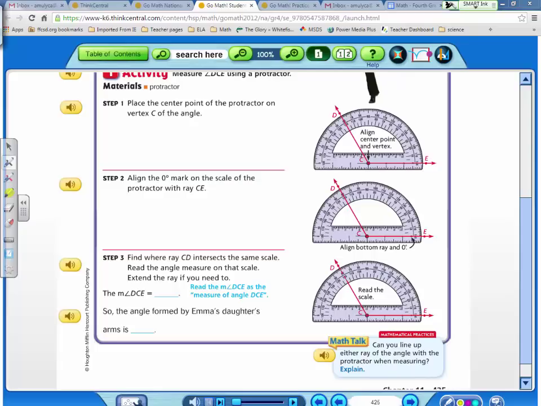So before you even measure an angle, you should look at it and make some decisions about it. Is it acute? Is it obtuse? Does it seem to be right? This angle opens up more than a right angle, so this is obtuse. So I want my answer to be more than 90 degrees because it's opened up more than that. So what I do is I put my vertex in the center point here, I line up my ray, and I start at 0 and I count all the way here until I get to my protractor line.